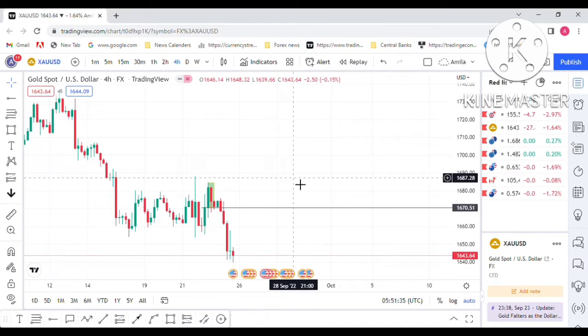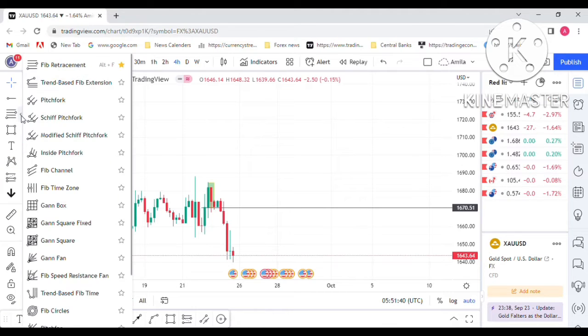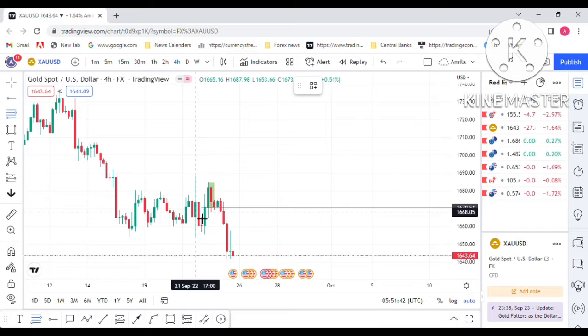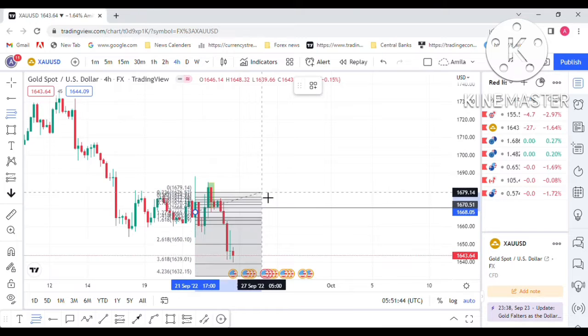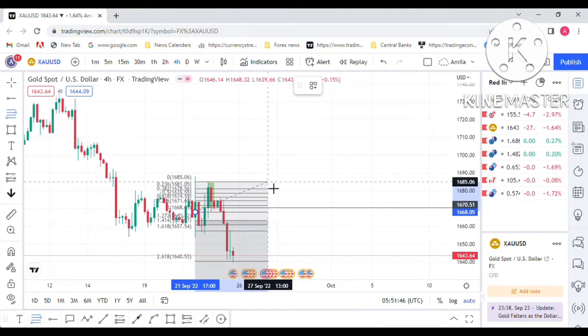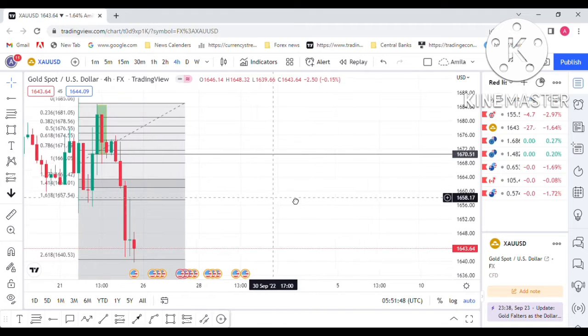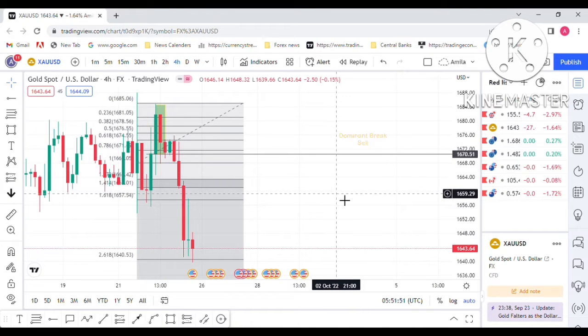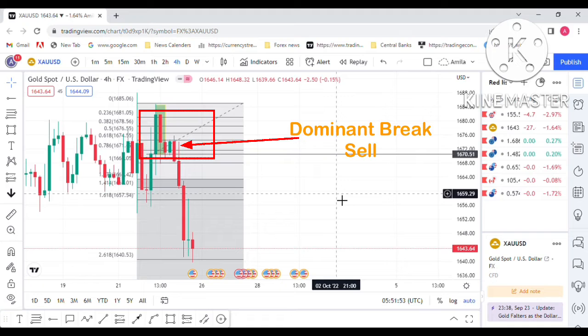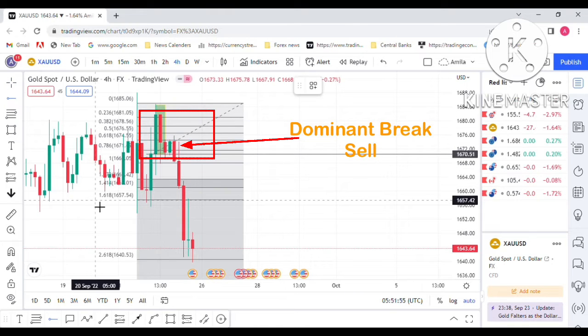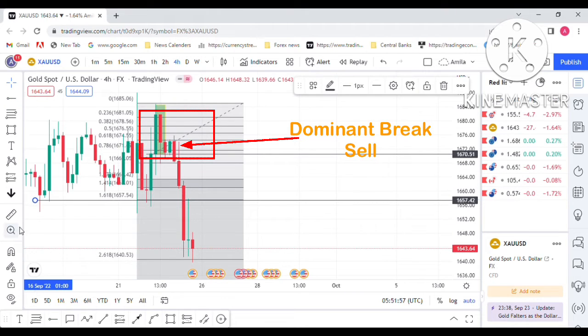bearish candles last week. This is what we call a dominant break. A dominant break sell was obtained last week. You can see here I am using Fibonacci for the take profit levels. Okay, a dominant break sell has occurred in the last week.